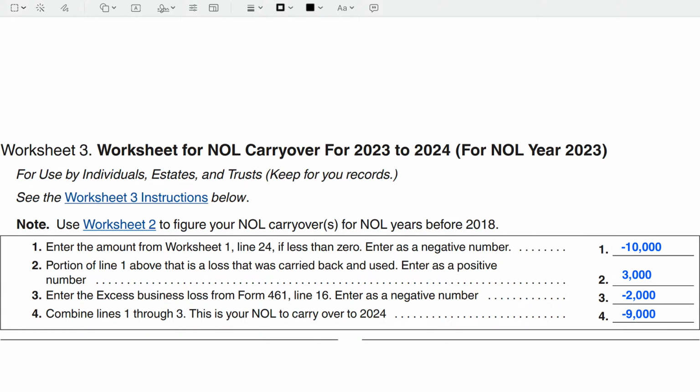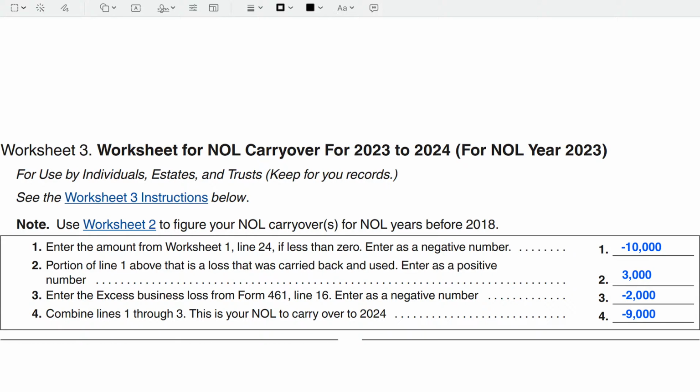Hello. In this video, we'll be going over the worksheet to calculate your net operating loss carryover from 2023 to 2024. So this is for people who have calculated their net operating loss in the 2023 tax year, have determined their net operating loss based on their Worksheet 1 calculations of IRS Publication 536. So this is Worksheet 3, also in IRS Publication 536.